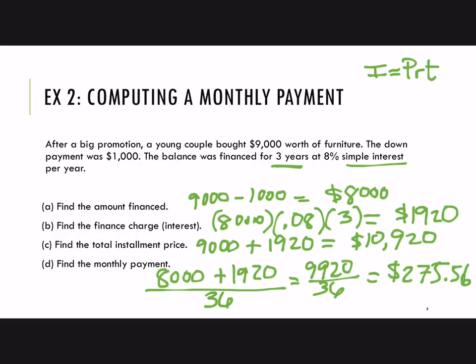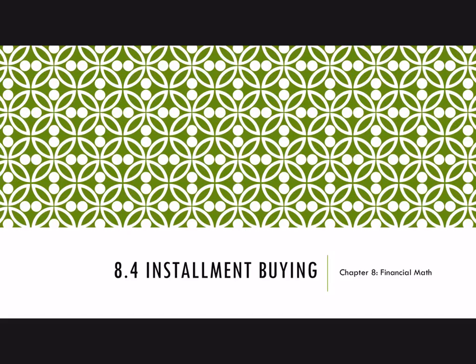Okay, so there you have two different examples. We found some of the same information in each case, but we did approach finding the interest or the finance charge in a slightly different way, and in this one we also talked about the monthly payment. Alright, so that gives an overview of installment buying, and in the next video we will talk about annual percentage rates.